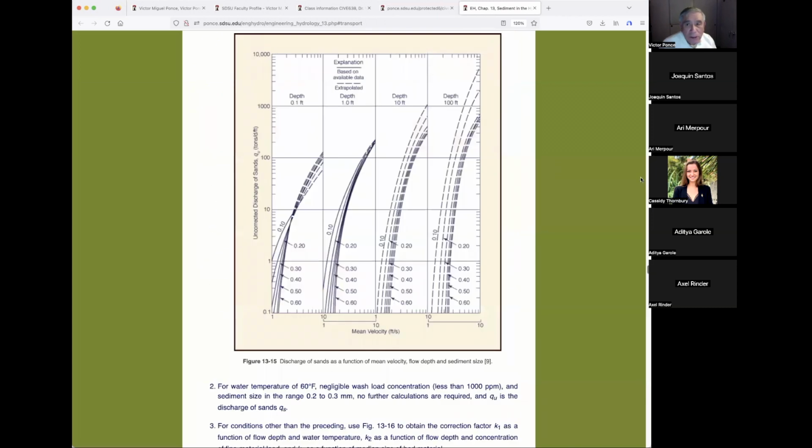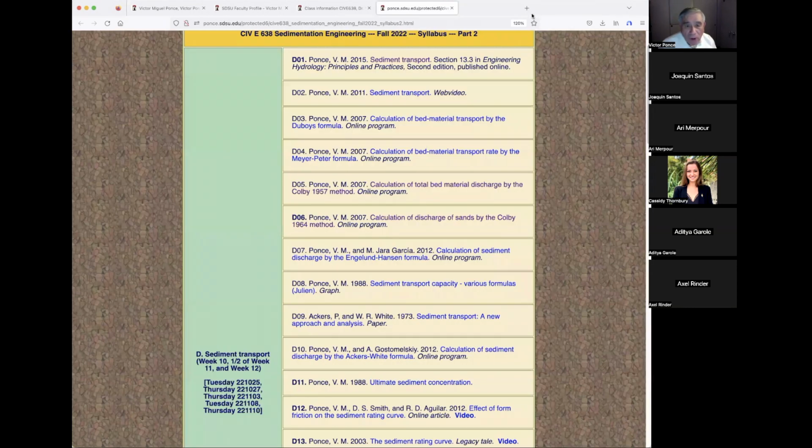So now what we need to do is to move ahead here, and we're going to be moving into the Engelund-Hansen. Where is it? Calculation of sediment discharge by the Engelund-Hansen. Okay, here we go. Engelund-Hansen, right.